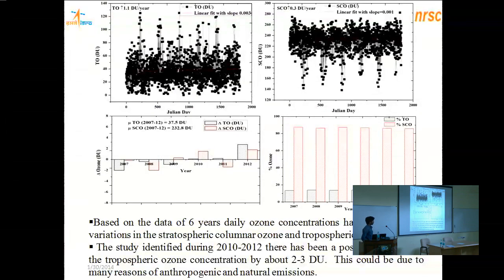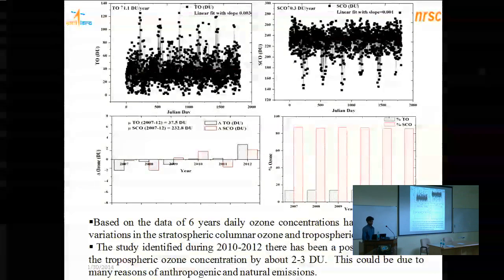From 2007 to 2012, some trend analysis was done. It is showing a slope of 0.003. When we multiply by 365 days, it gives a tropospheric ozone yearly growth rate of 1.1 Dobson unit per year, and the stratospheric ozone is 0.3 Dobson unit per year. There is some signal noise, so we need to do some signal processing.